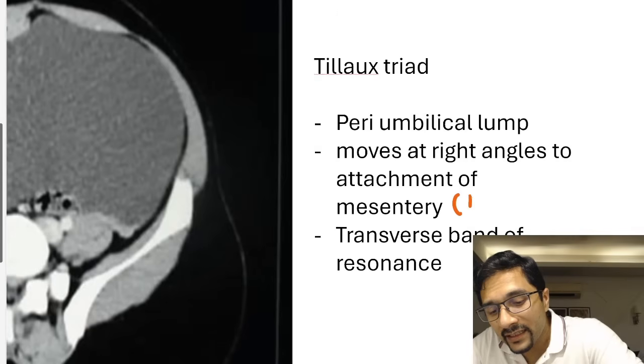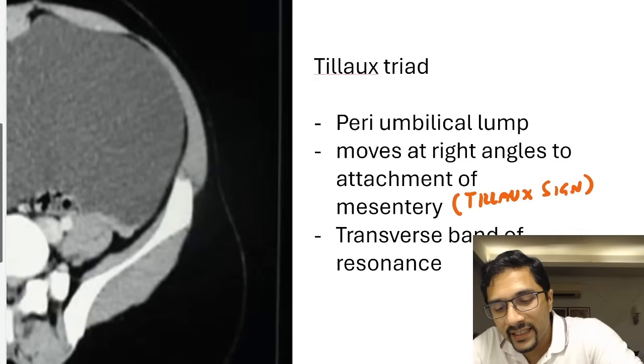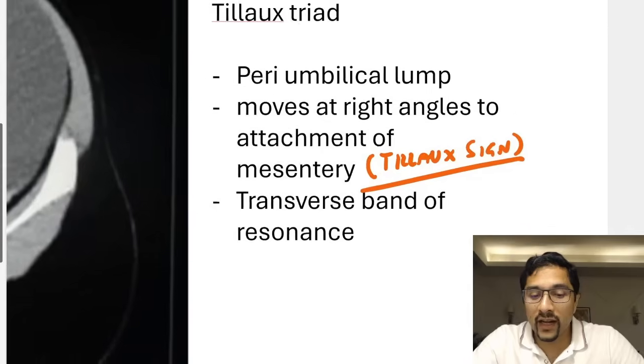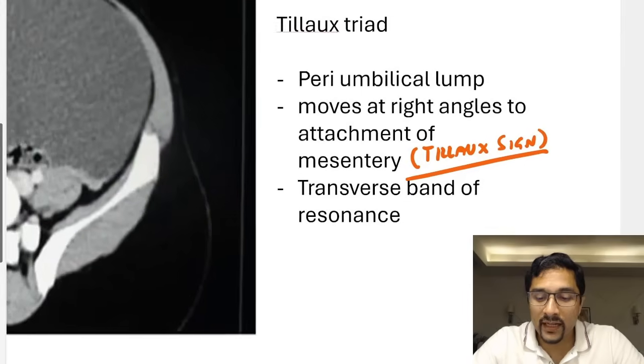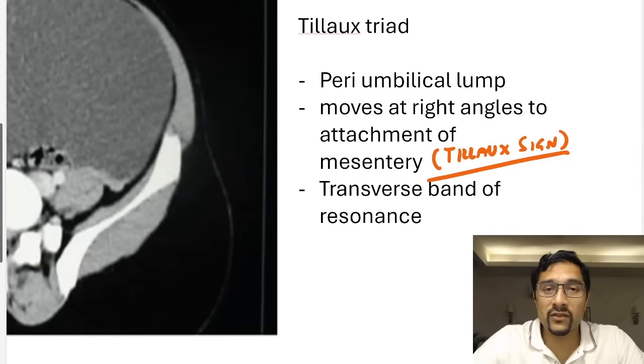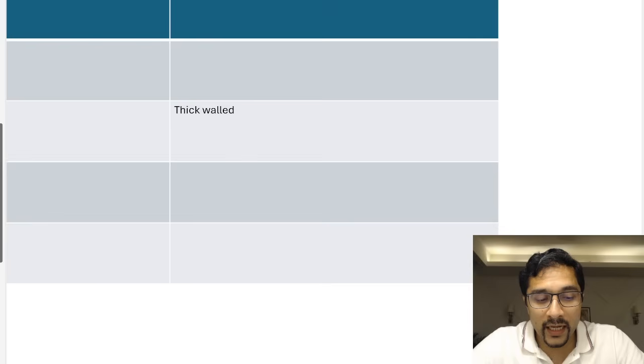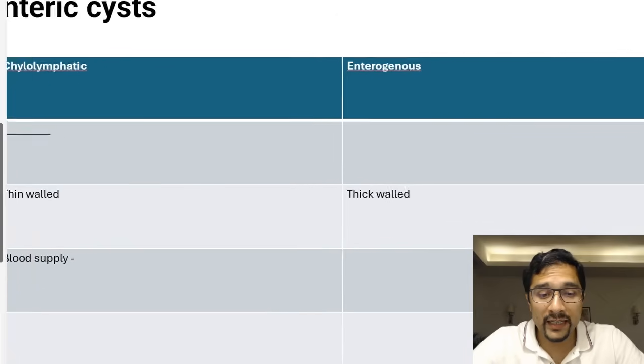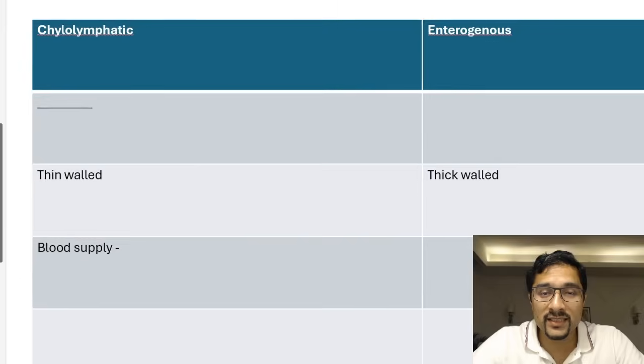And this sign is known as Tillaux's sign, which was asked in the INI-CET exam. So out of the triad, this is Tillaux's sign, and there will be a transverse band of resonance also. Now, mesenteric cysts are of two types. You can either have chylolymphatic cysts or enterogenous cysts.